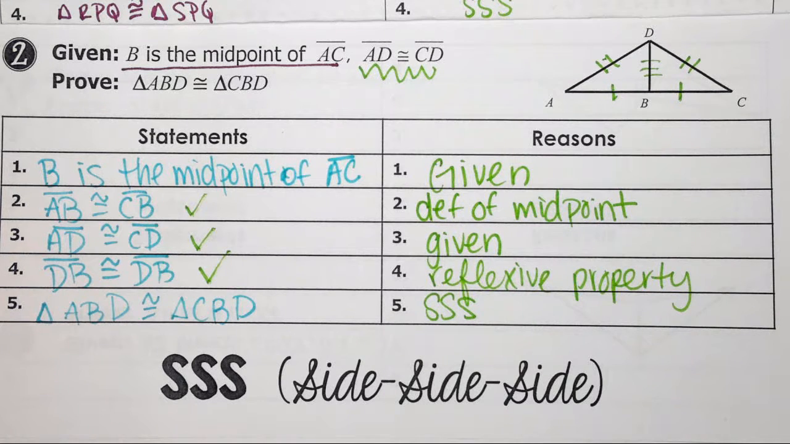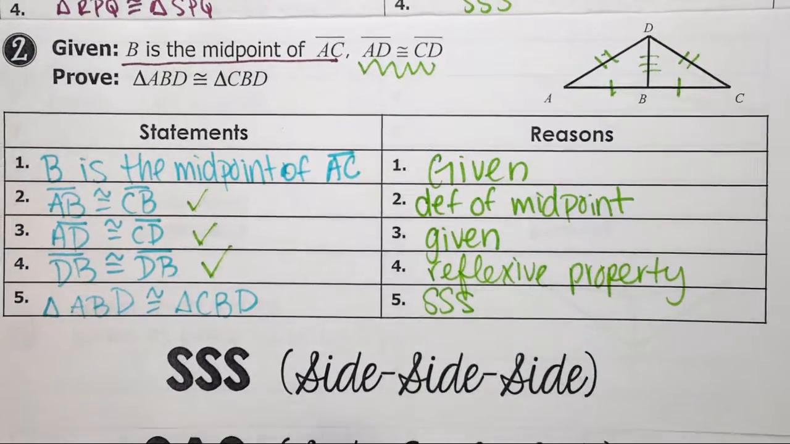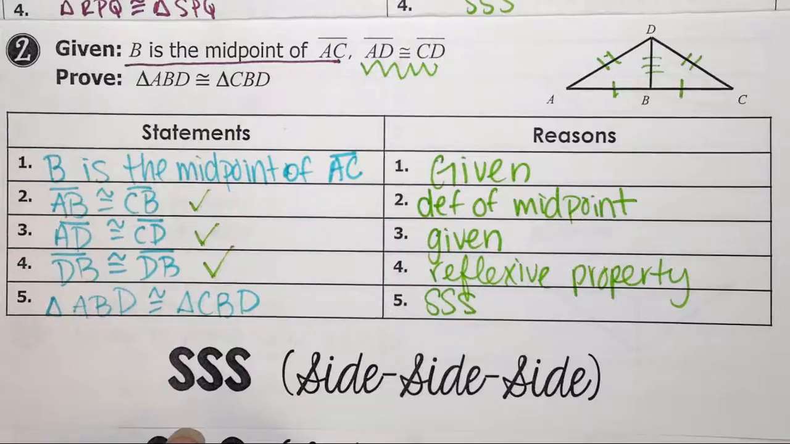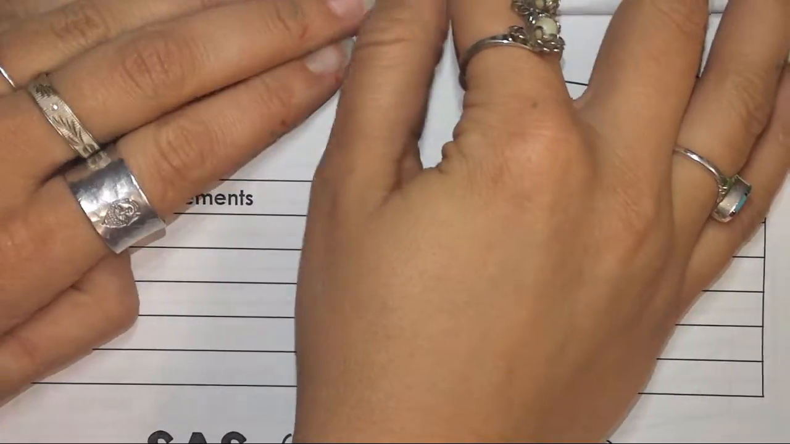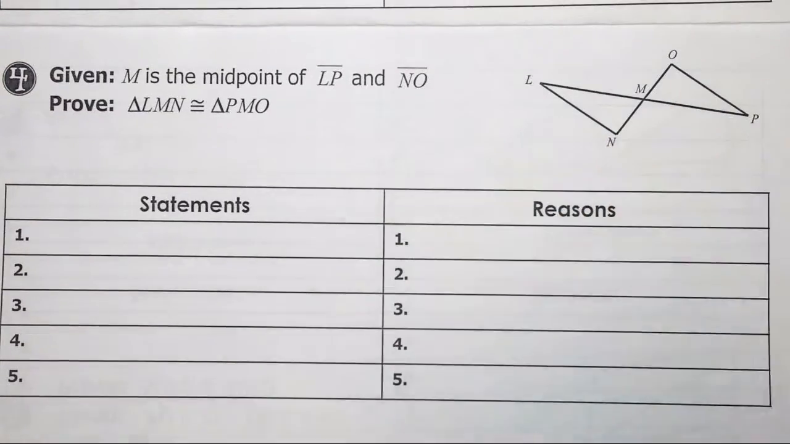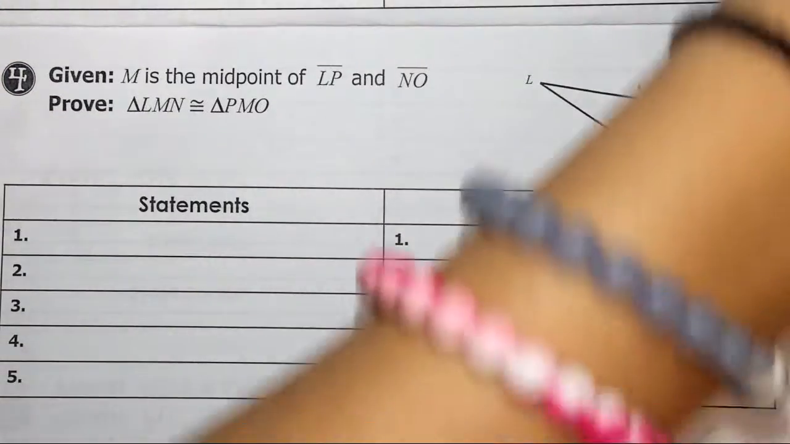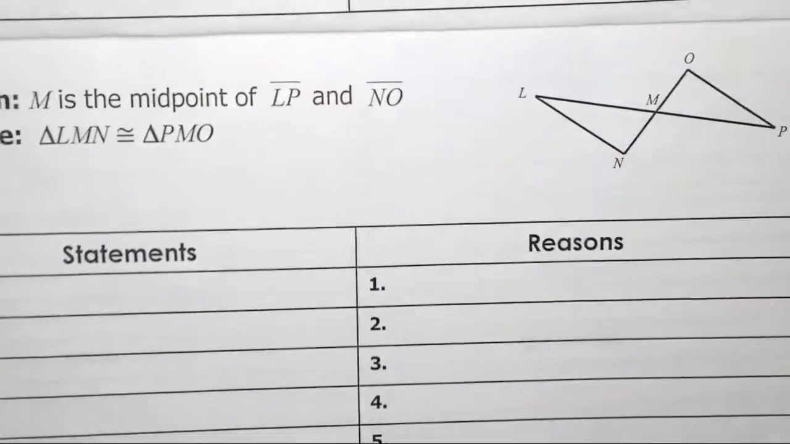So if it was side, angle, side, what would we have to have in the middle? An angle. So you would have to have that. Are we ready for side, angle, side? Does anybody have any questions? Okay. Let's do side, angle, side. I'm going to leave number 4 for you for your homework. So we're going to do 3 together. 4 is going to be homework.